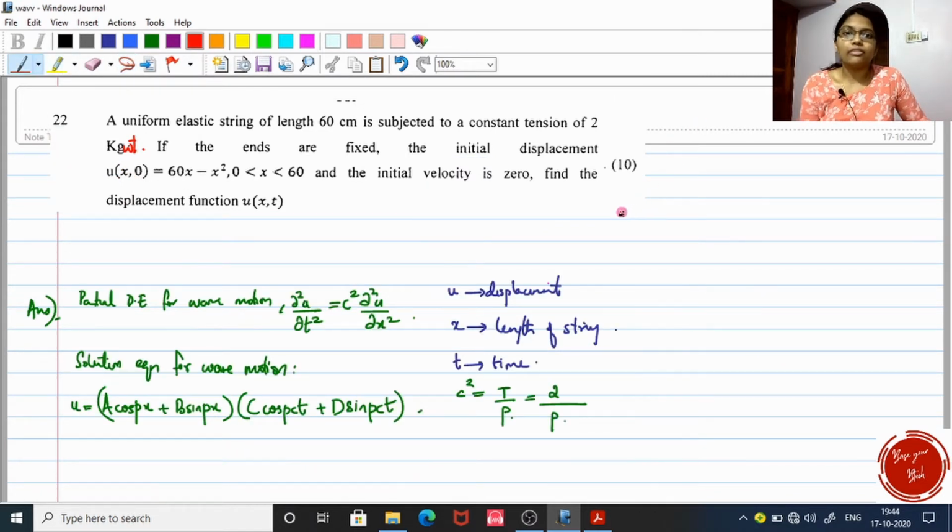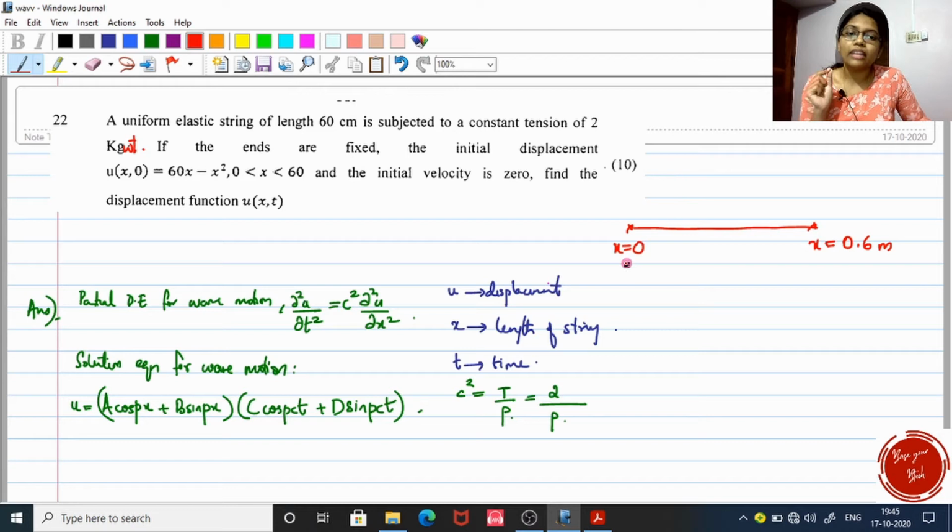So let's start forming the equation. It is said that if the ends are fixed, the initial displacement is this thing. That means if the ends are fixed, then there is no displacement occurring at the endpoints, or there is no u at the endpoints. And endpoints here are actually the length of the string: one end is x equal to 0, and at the last end it is x equal to 0.6 meter, because it is given the complete length of the string is 60 centimeter.